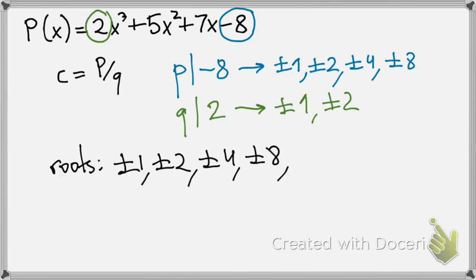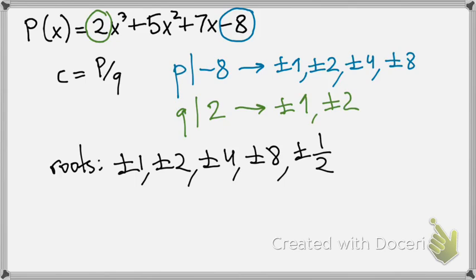But now we can also use plus minus 2 for q. So let's write this out. If we use plus minus 1 for p and plus minus 2 for q, then we get plus minus 1/2. Next, if we use plus minus 2 for p and plus minus 2 for q, then we'll get 2 over 2, which is 1. That's already accounted for. We already have plus minus 1.